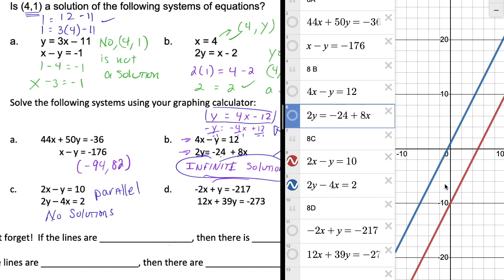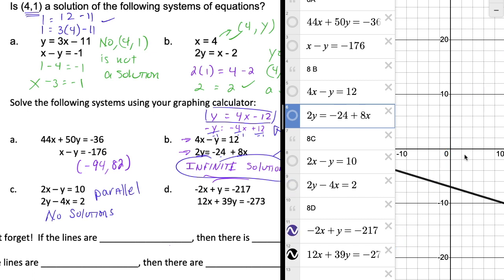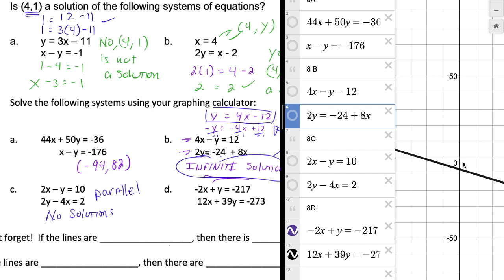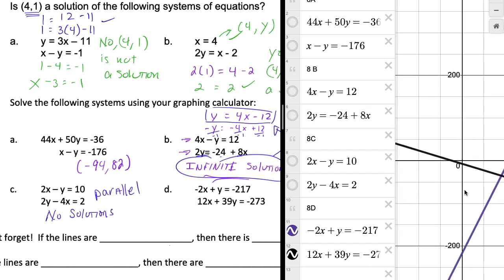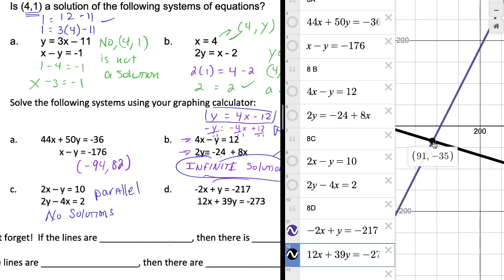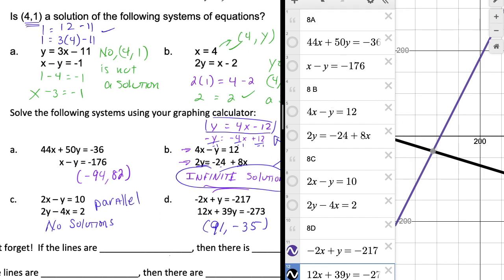And then lastly, D here. I don't think 8D had any surprises for us. Let me graph that guy here real quick. Can't find him right away. We're going to pull back on him. There he is, over to the right. We'll click that point, and I get positive 91, comma negative 35. There we go. And we'll just wrap this thing up and then leave the assignment for you guys to try.